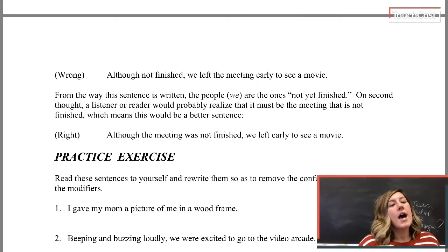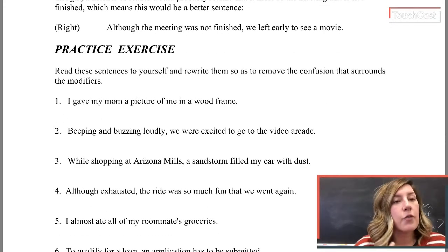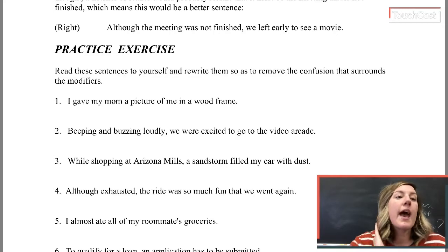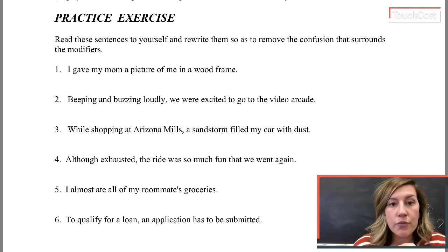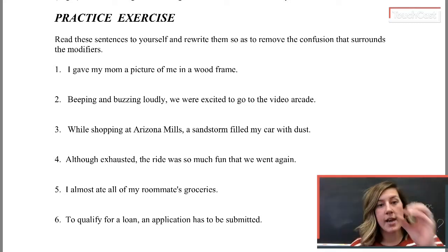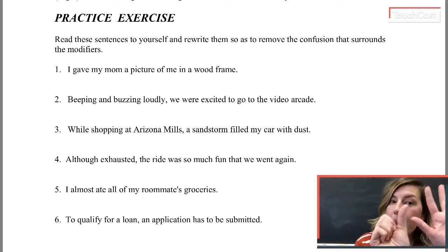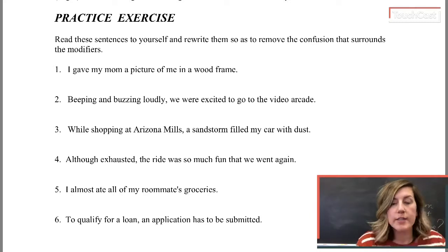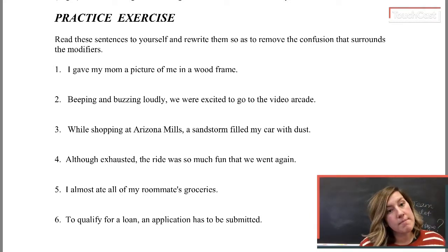All right. For the practice of this portion, you're going to read the sentences to yourself and rewrite them so as to remove the confusion that surrounds the modifiers. So I'm going to have you do all of these sentences. There's only six sentences to rewrite, all right? And you basically want to make sure everything's clear. What's being described, is it right next to it? Read them, write them correctly, and because there's only 6, I'm making you do all of them on your own. All right, and that is your e-learning. You can email them to me or you can show them to me when you get back.